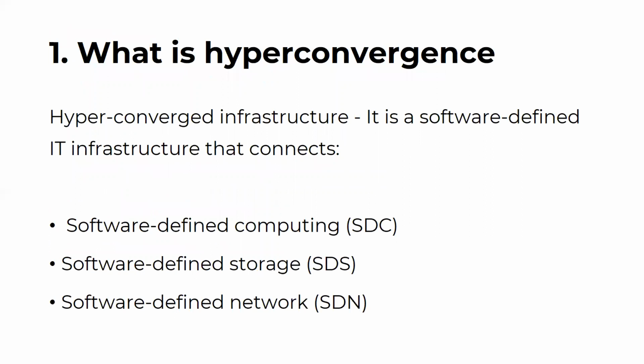Hyperconverged infrastructure, or HCI, is a software-defined IT infrastructure that integrates software-defined computing, storage, and networking. In other words, each server in the infrastructure performs these three functions. This is the key difference between hyperconvergence and classical convergence, where computing, storage, and networking functions are assigned to the servers with dedicated roles, or even to separate devices like a router or a storage system.